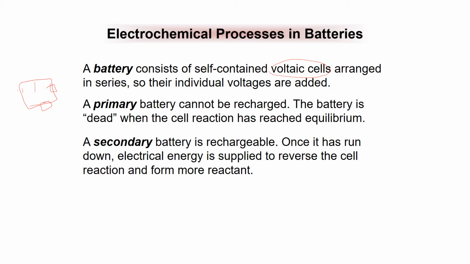A primary battery cannot be recharged. The battery is dead when the cell reaction has reached its equilibrium. So once the reaction has reached its equilibrium, the battery basically dies. But a secondary battery is rechargeable. I hope we have seen rechargeable batteries. Once it has run down, electrical energy is supplied to reverse the cell reaction and form more reactants. So you are able to reverse the process and start all over again. So that is for a secondary battery.